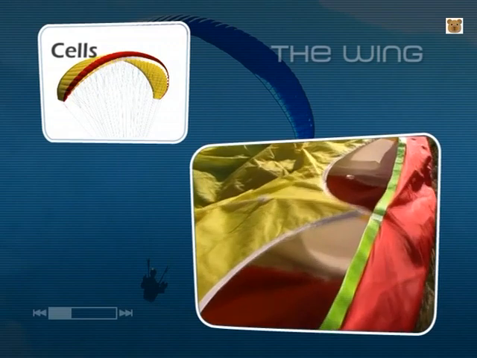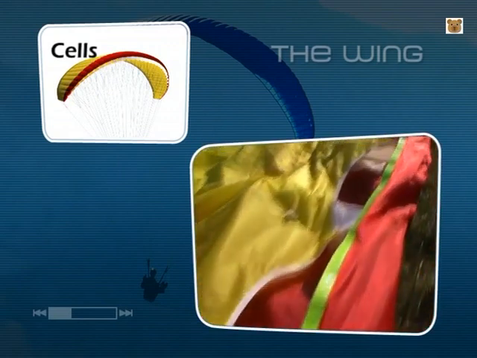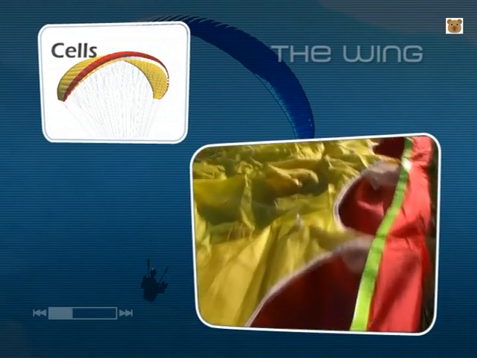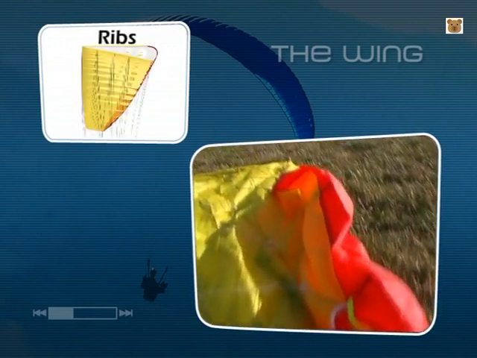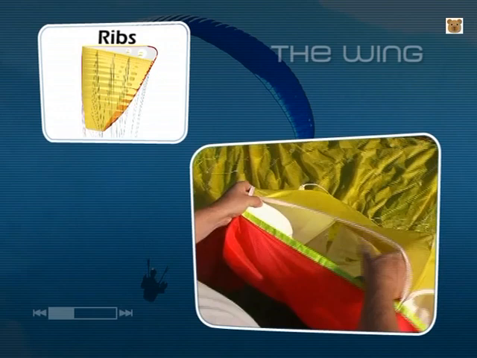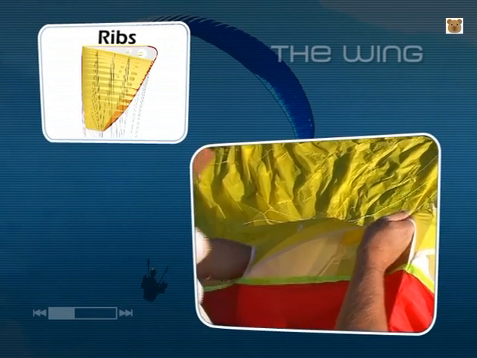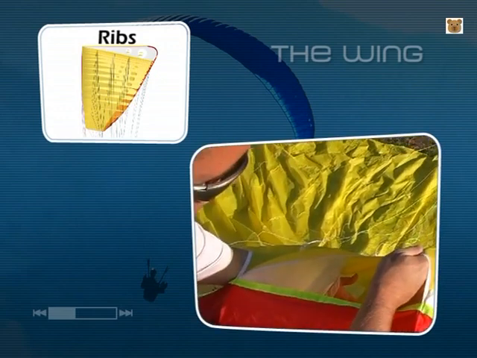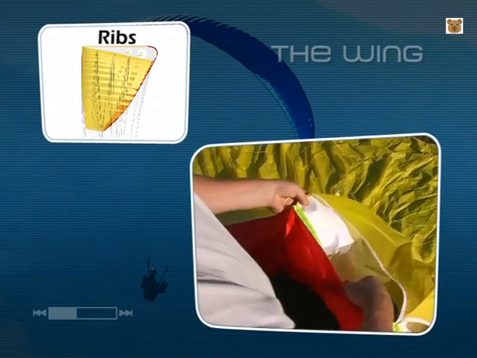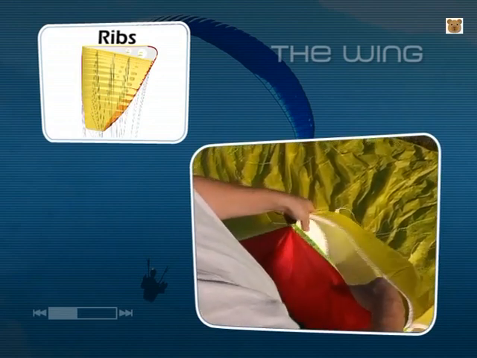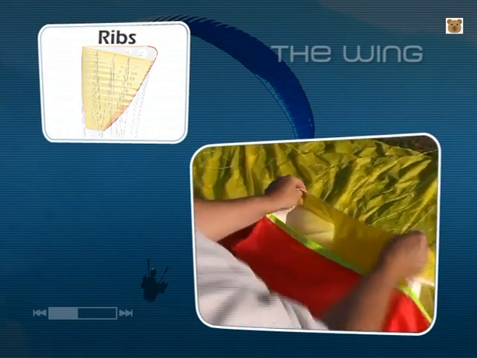The hollow space between the upper and lower surfaces is separated into several cells by ribs. The openings we see here are used to inflate the wing. The circulation of air between cells is made possible by holes in the ribs. Near the leading edge, the fabric used for the rib is much more rigid.